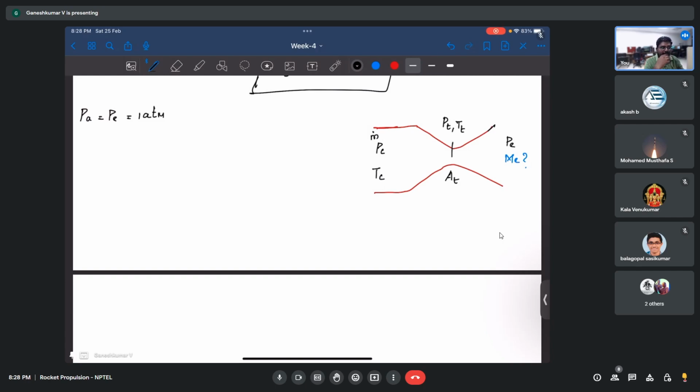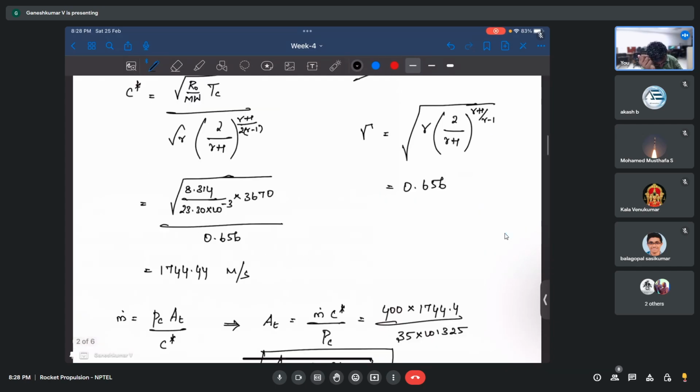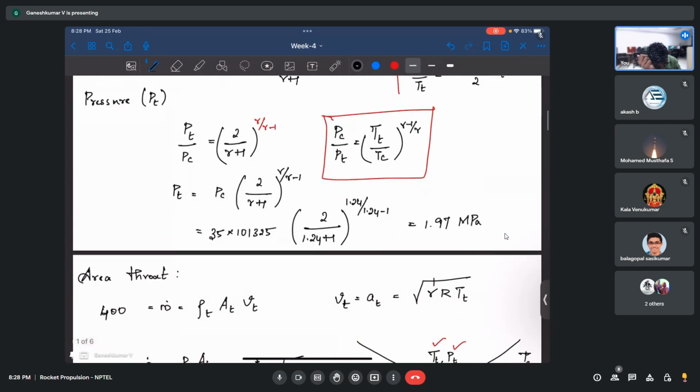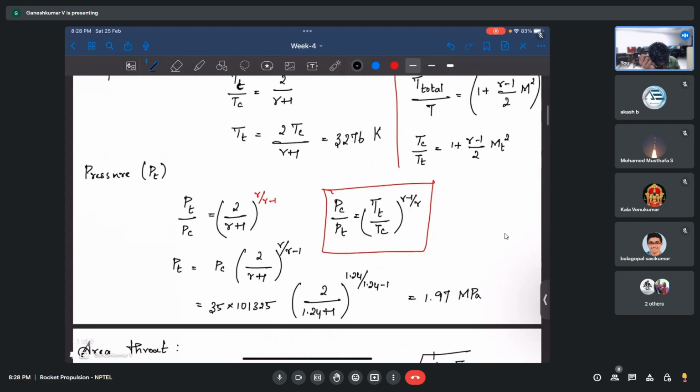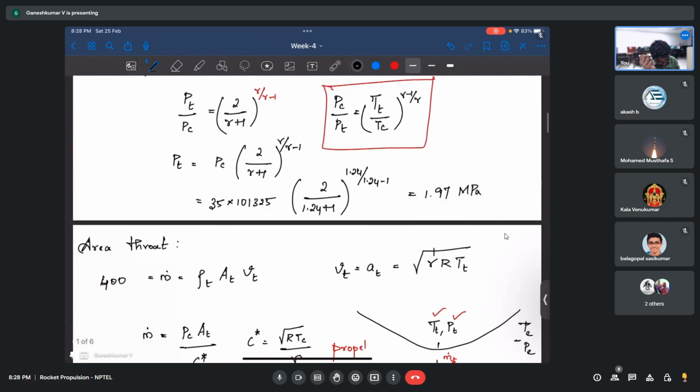You can use the same isentropic relation, right? The isentropic throughout the nozzle. So I know till throat, then I find what is at the exit, right? Isentropic expansion. So I told you it's going to be ideal expansion. We already wrote this equation, where we wrote: we know that this equation PC by PT is equal to TT by TC power gamma minus 1.